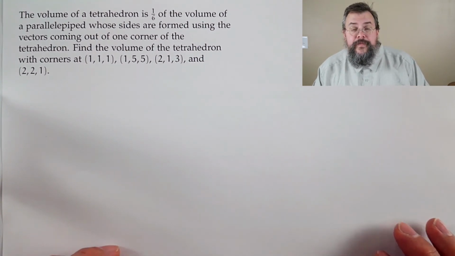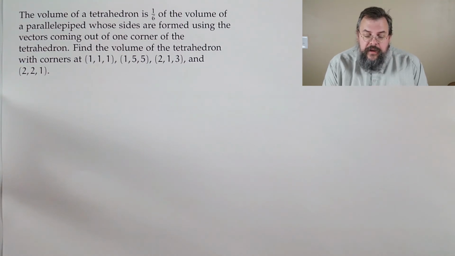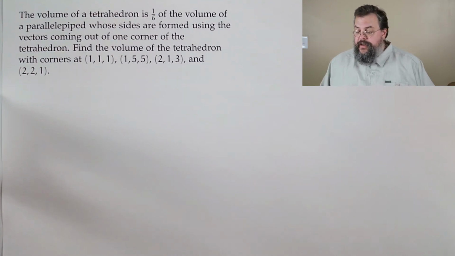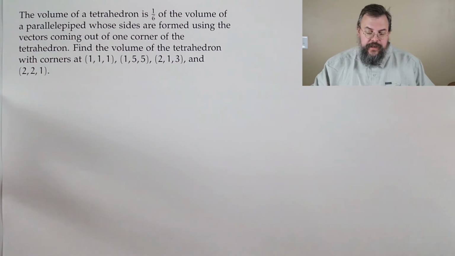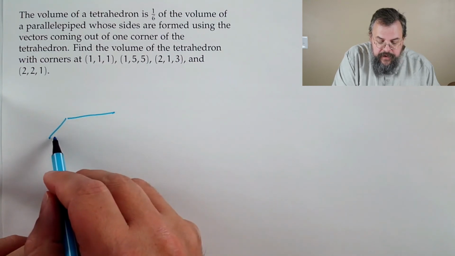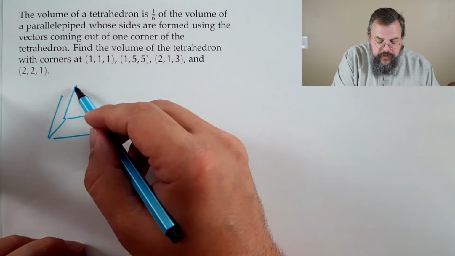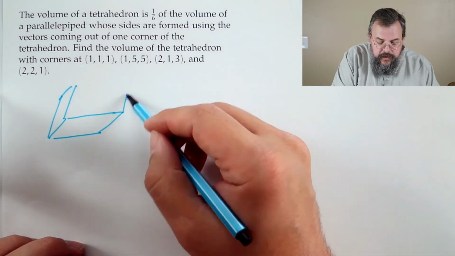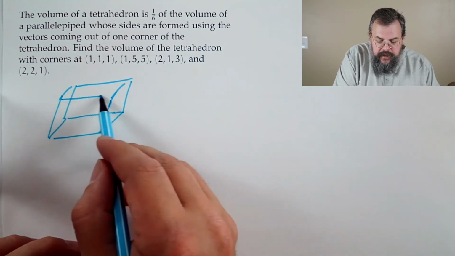One more problem. The volume of a tetrahedron is 1/6 of the volume of a parallelepiped, whose sides are formed using the vectors coming out of one corner of the tetrahedron. So let's see if we can do a quick sketch. I'm always a little bit nervous when I try to draw a parallelepiped. So what happens here is you have a parallelepiped, so it's this shape coming up here. So you have all these parallel faces.